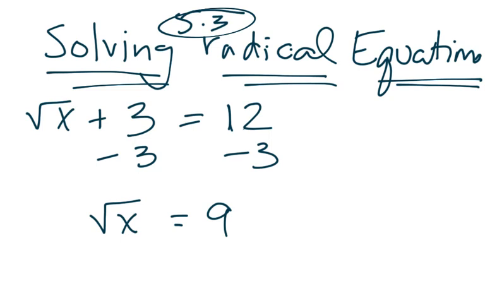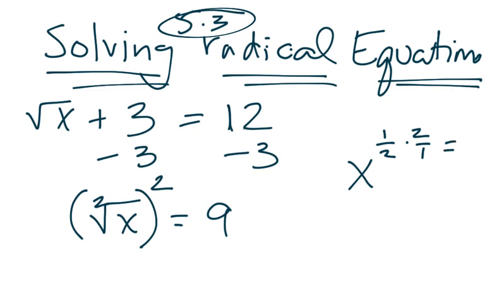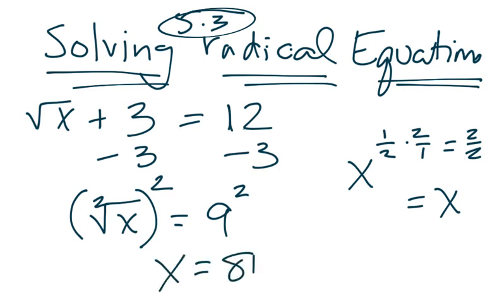Well, then how do I get radical x to become just a plain old x? Well, because this is the square root, which could also be written as x to the 1/2 power, then squaring it, which means 1/2 times 2 over 1, gives you 2 over 2, or just x to the 1st power, or an x. So how do you cancel out a square root? You square. They're inverses of each other. And of course, then we have to square this side, and so we come up with x equals 81.